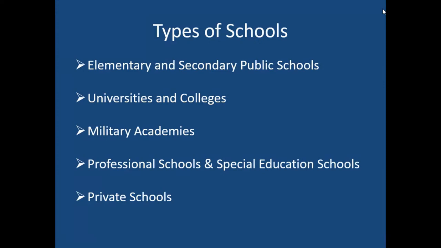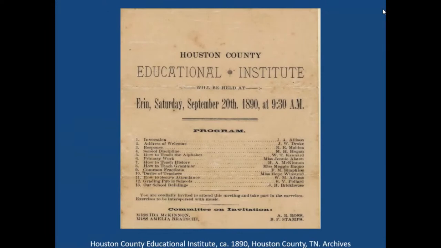Here is an example of a very old school record. This is the Houston County Educational Institute, dated 1890. This is a program from September 20th, 1890. And it's just one of the wonderful pieces of records that we have in our archives. And you can see there it lists the invocation, the address of welcome, and who did these things. And so as genealogists, we're always looking for names. Our ancestors' names.